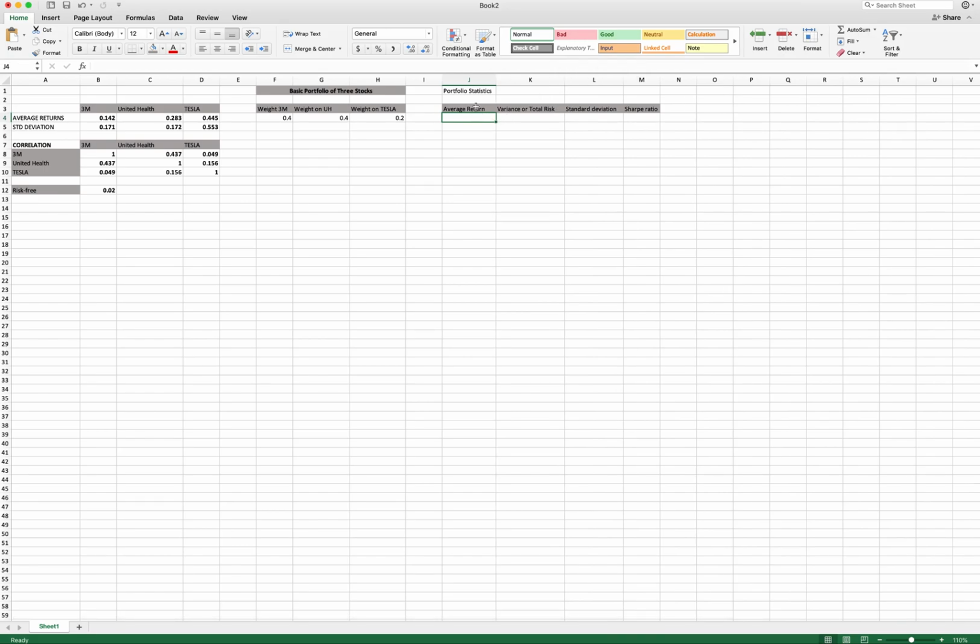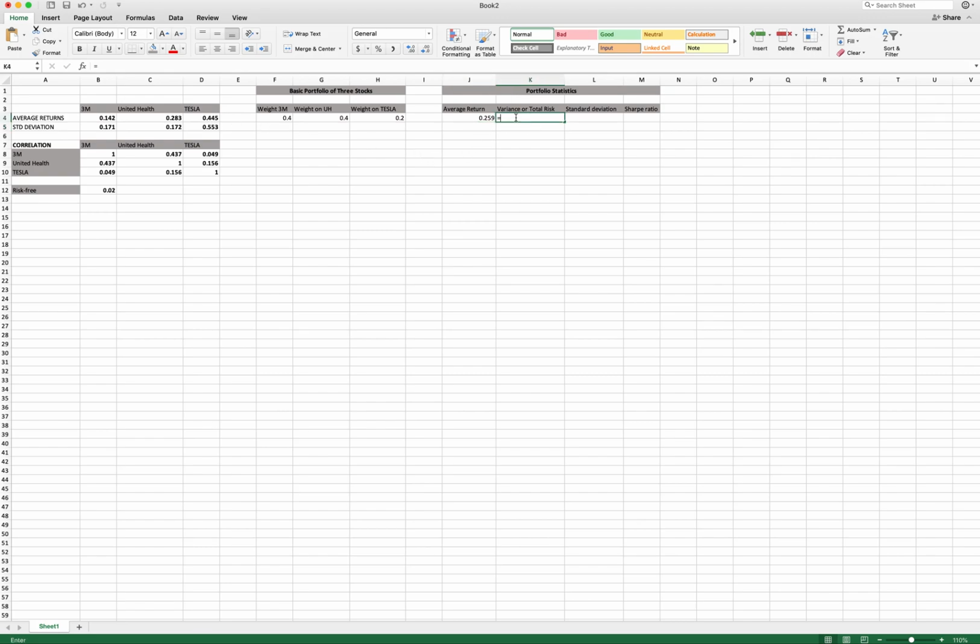Okay, so let's see what I can do here. So average return. What's the average return of a portfolio? Well, it's the weighted sum of returns of its constituents. So here the average return of my portfolio is going to be the weight of 3M times the return on 3M plus the weight on United Health times the return on United Health plus the weight on Tesla times the return on Tesla. Okay, so that's a good return of 25.9%.